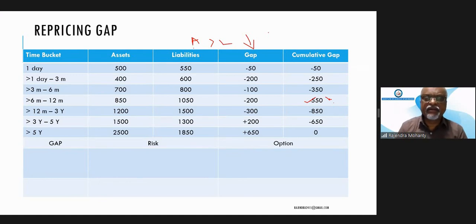If the rate of interest is falling down, you may still be confused about this concept, so I'm repeating these things. RSL is more than RSA, interest falls down. So will our NII increase or decrease? Increase, because liability is more than the asset and the rate of interest is falling. So we will have more saving, because we have to pay a lesser amount to the depositor. Okay, so these are the positions.